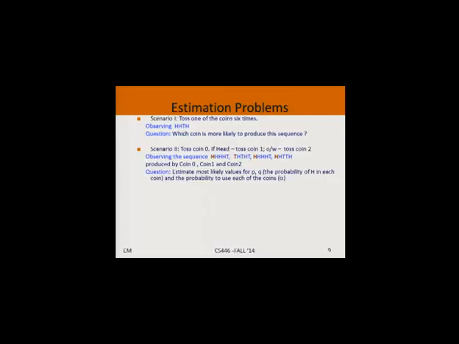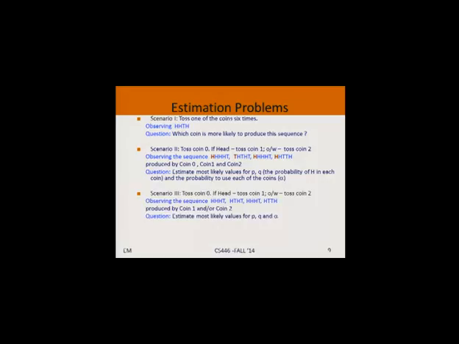Question 1. Question 2 was, first we toss coin 0. Given the outcome of this toss, I'm deciding whether to toss coin 1 or to toss coin 2. But I'm recording the toss of coin 0. It came out head here, tail here, head, and head. Given this scenario, hopefully, you can easily estimate the most likely value for P and also for alpha. P, Q, and alpha. Agreed?